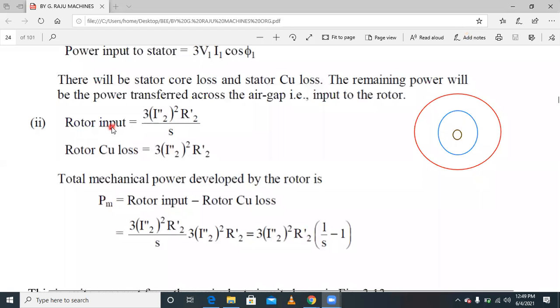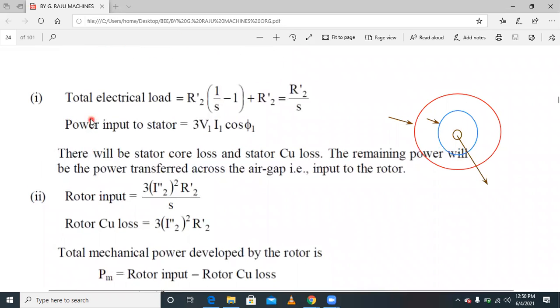So here the rotor input is 3 I2² into R2/S. Let us assume the red color one is the stator, the blue color line is the rotor, and this is the shaft. This is the stator input. This is the rotor input. And then this is the mechanical power developed on the shaft. Understood?